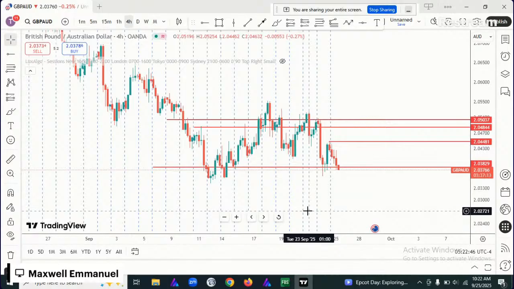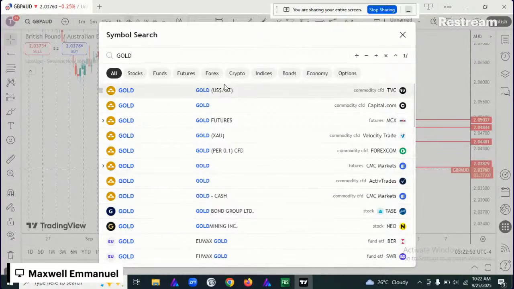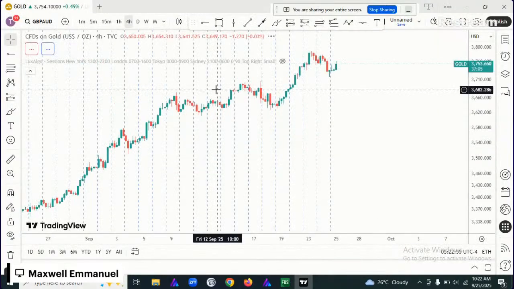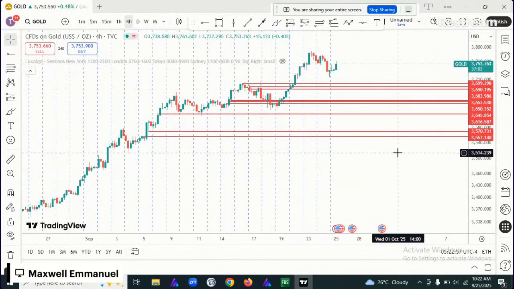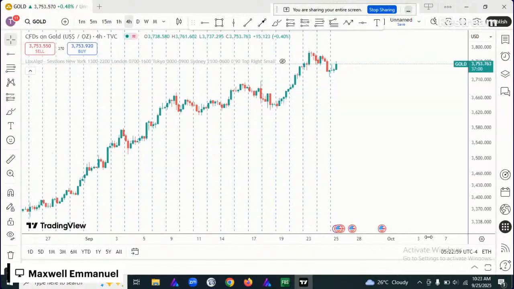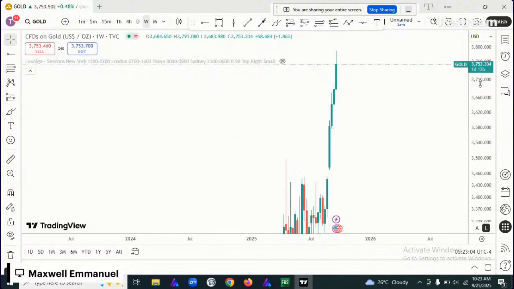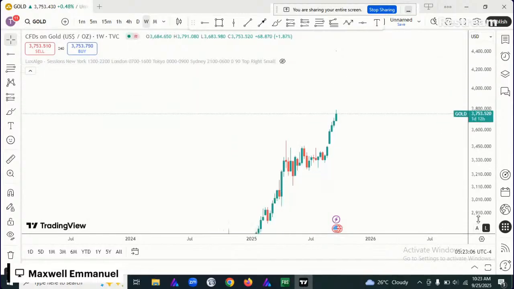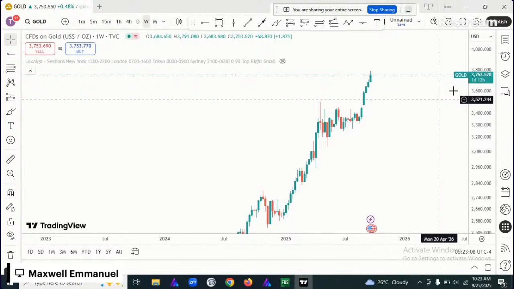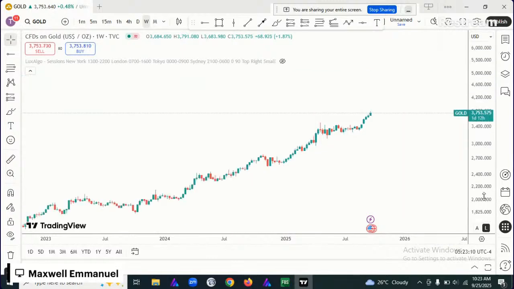Okay, so let's look at gold. Most of you trade gold. I believe gold is still bullish. Let's start with the weekly time frame. Gold has been bullish since the market opened this week. Let's go down to daily.